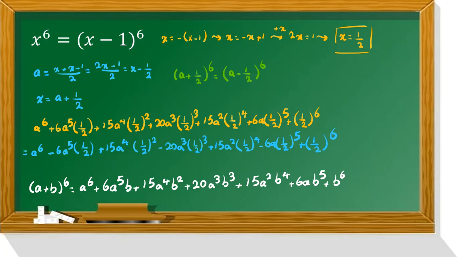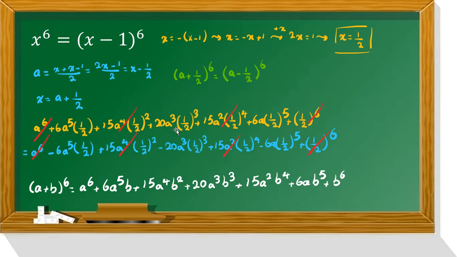Now, let's cancel the equal terms from both sides. a to the 6, this part, and this part. Okay? Now, if we take all things to one side, the left hand side for example, all things will be multiplied by 2. The first term, 6 a to the 5 times 1 over 2 times 2, which will be 6 a to the 5. The next term is 20 a cubed times 1 over 2 cubed times 2, because we have two terms if we take it to the left hand side.